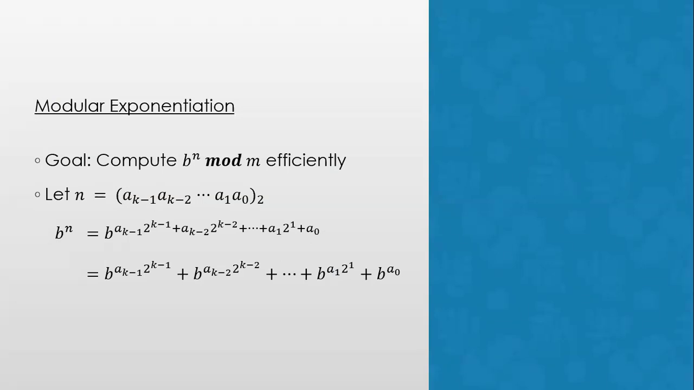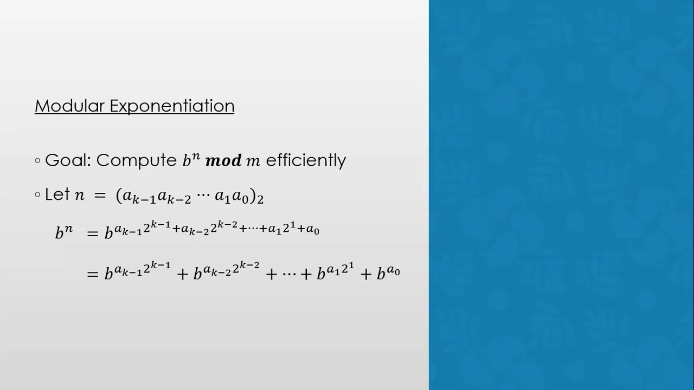One thing we're going to start laying the groundwork for is making a problem that we can solve easily that the computer can't, given that we know a secret piece of information. So the modular exponentiation here, we want to compute b to the n mod m efficiently. So we want to be able to do this quick.